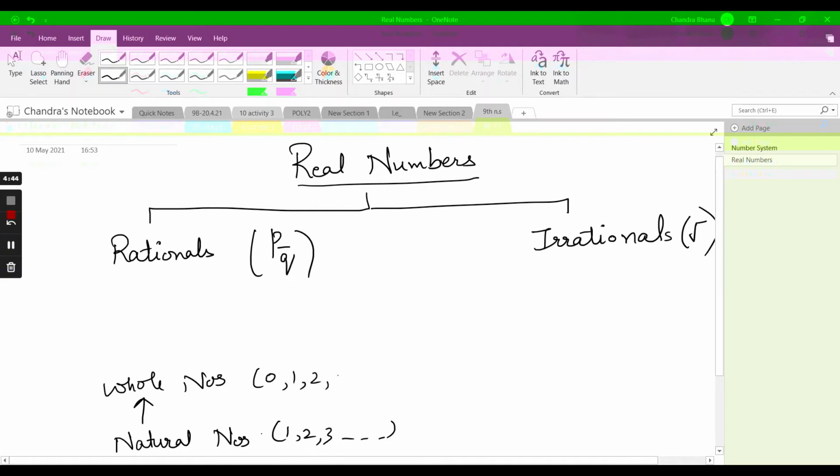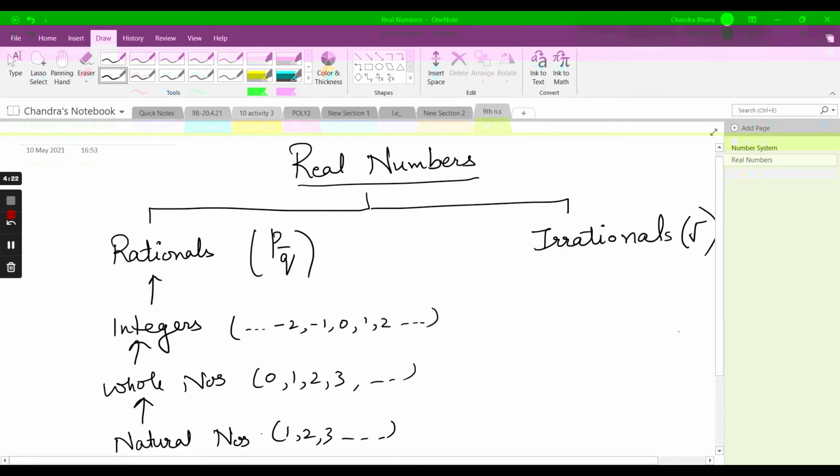Then we had integers, which included some negative numbers, not some, rather infinite negative numbers. And then we came to rationals. Now rationals and irrationals are totally different categories which fall under real numbers.